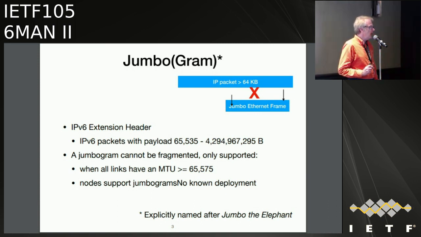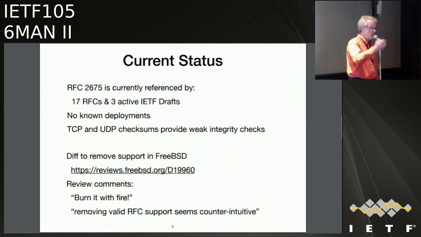We don't have a layer 2 that takes a 64 kilobyte frame, or even a bigger one, so it is a little bit difficult to transport. At one time in the world of IPv6, there were some link layers, at least InfiniBand had a way of moving these packets. I don't believe they do now. Current status: RFC 2675 is referenced by 17 RFCs.